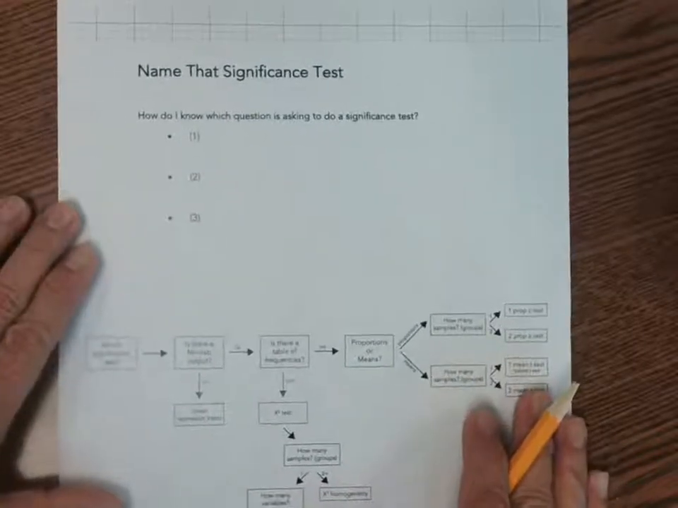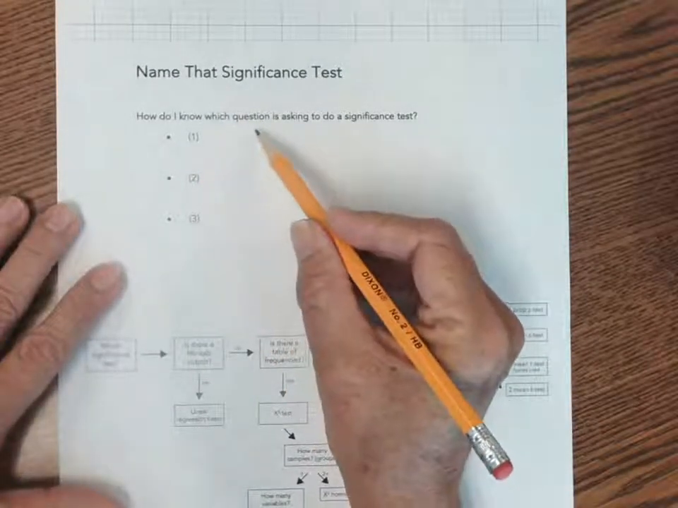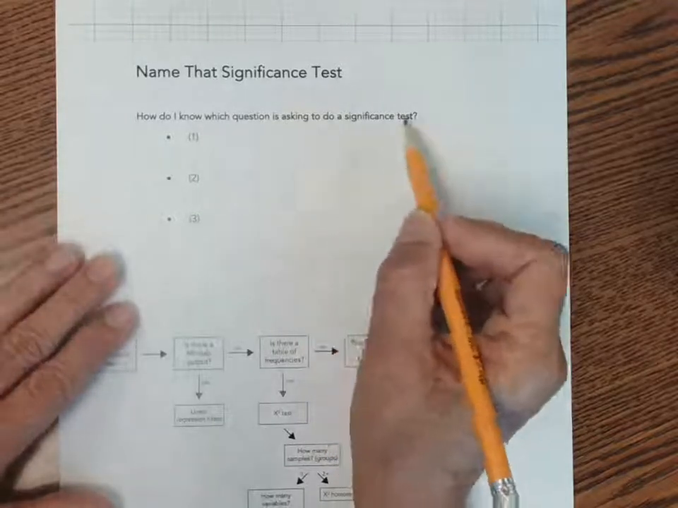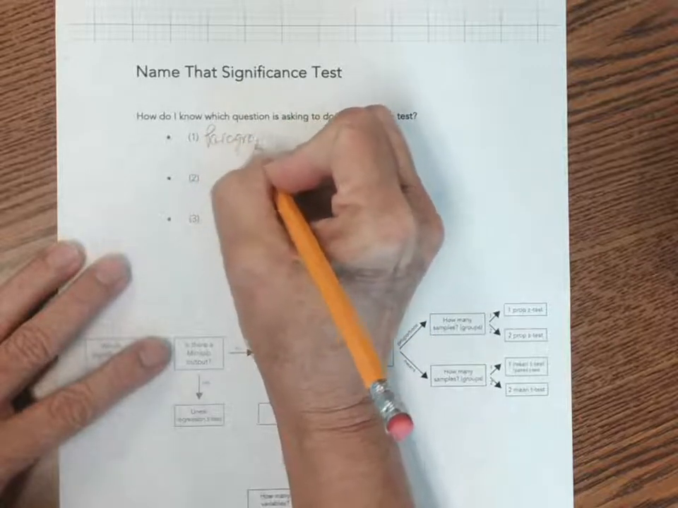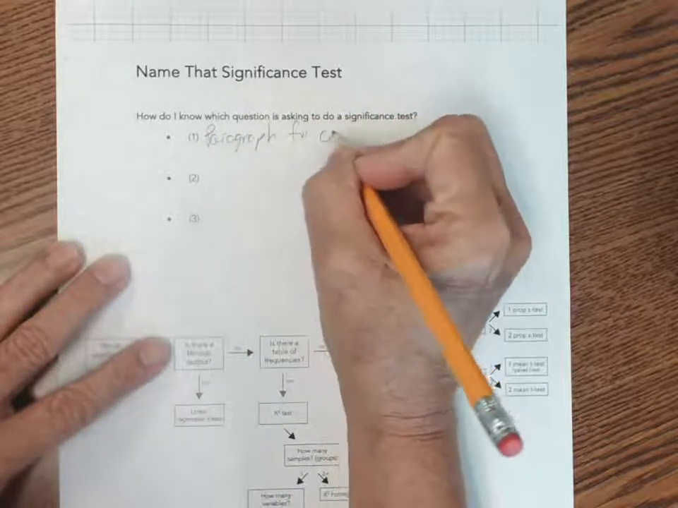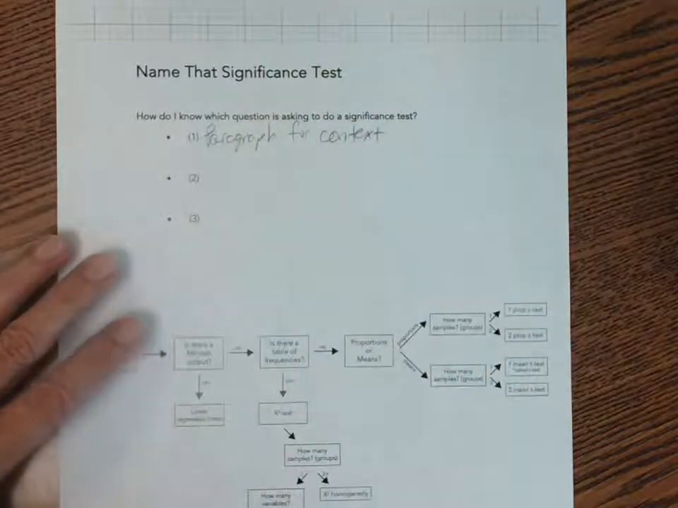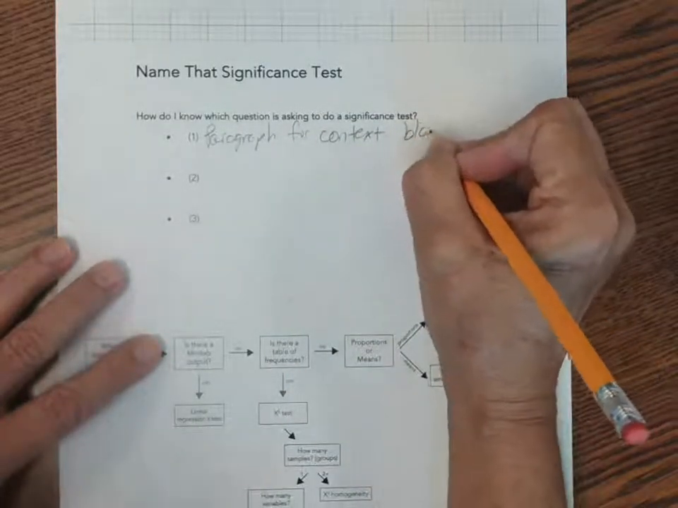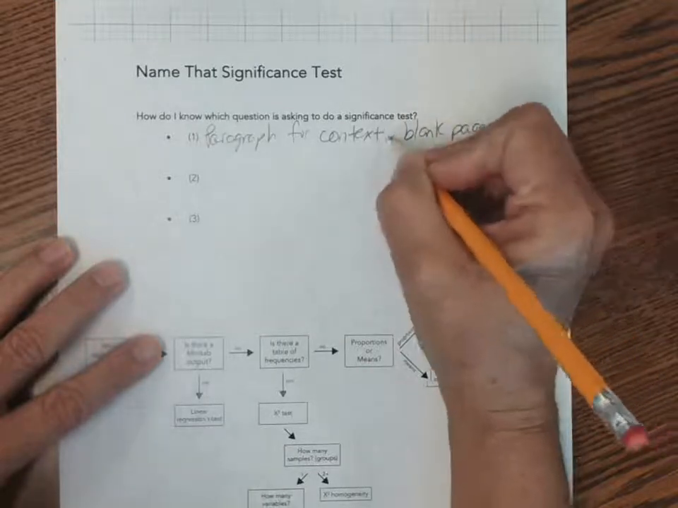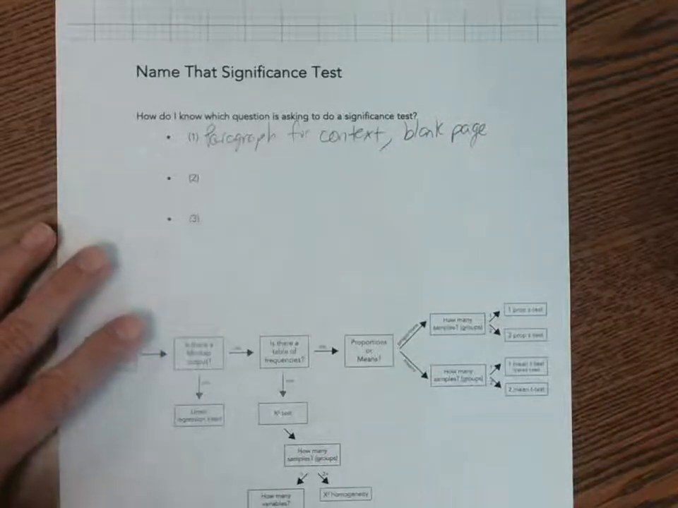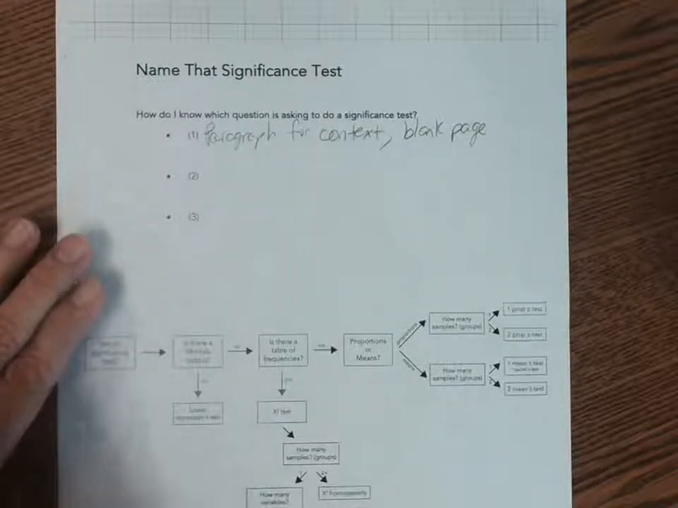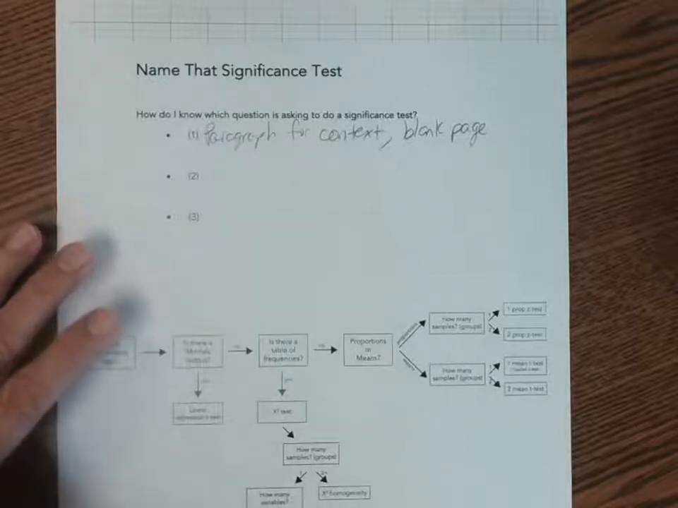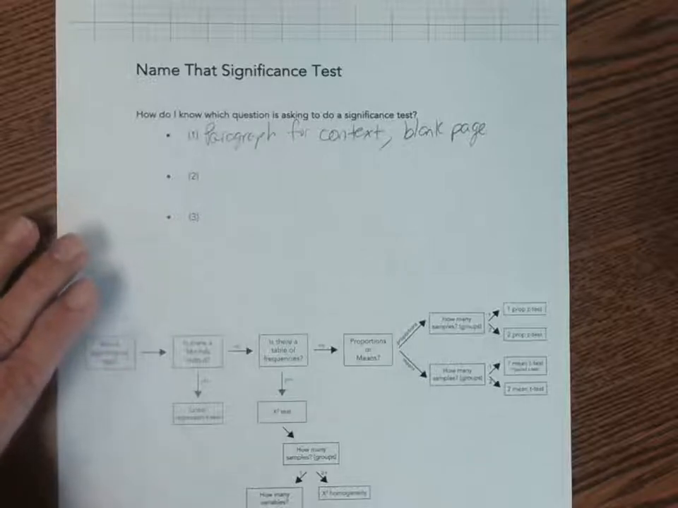So when you're taking the AP exam, a couple things to know. How do you know which question is asking you to do the significance test on the free response? Well, first of all, there will be a paragraph for context telling you the problem, and then typically a blank page, so they know you need a lot of room. You're going to be doing a 4-step process: state, plan, do, and then conclude. You need room. So you'll have the problem written out and then lots of empty space.